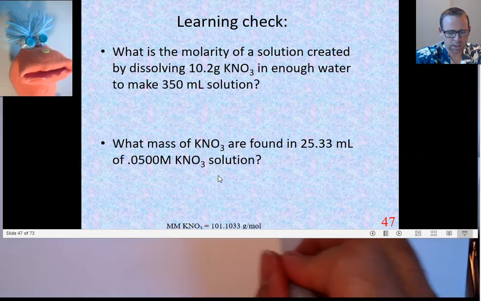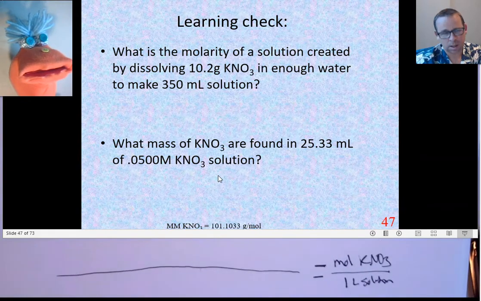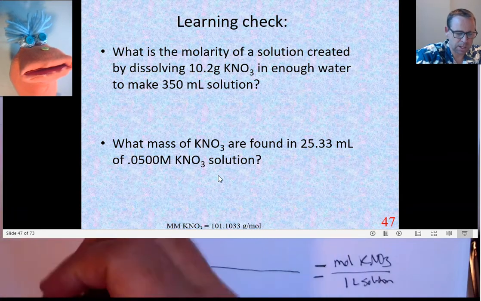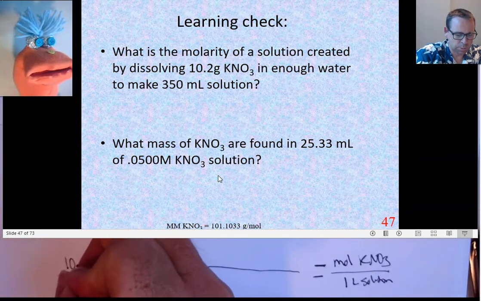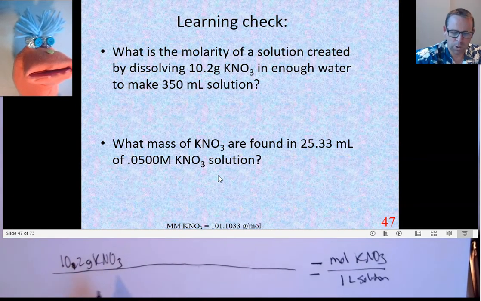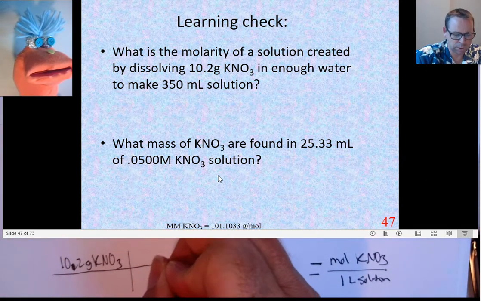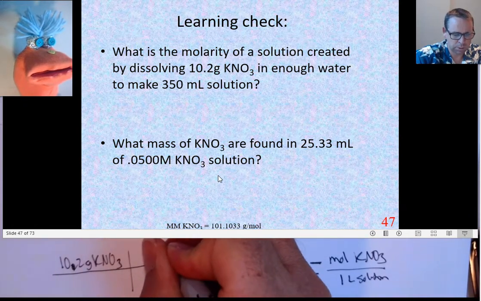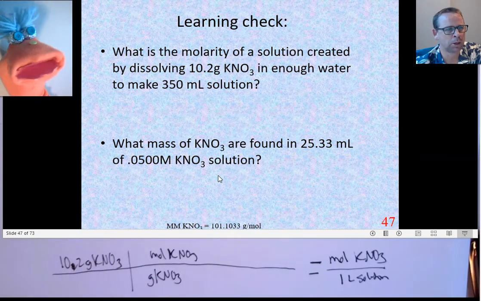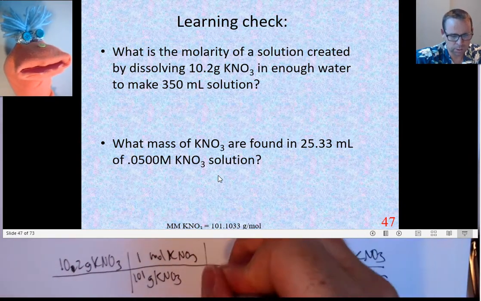Okay, now I can draw my line like so, and I can start with my KNO3, the amount that I have on top. 10.2 grams of KNO3. I started with that on top because I want my moles of KNO3, and it should be pretty easy for us now to go from grams of KNO3 and convert that to moles. How do we do that? You just need the molar mass. It's provided, 101 down there. So 101 grams for every mole. Now I'm in moles of KNO3.